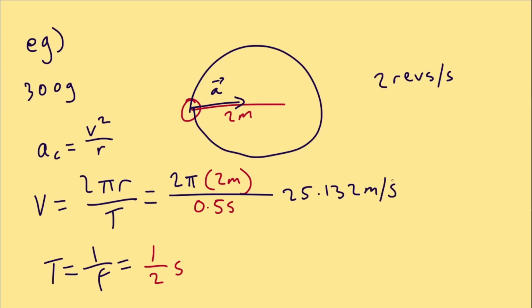25.132 meters per second. Now let's use the centripetal acceleration formula, which is velocity squared, so this number squared, divided by radius, which is 2. And when you solve that, you get roughly 315 meters per second squared. That's the centripetal acceleration of our ball.